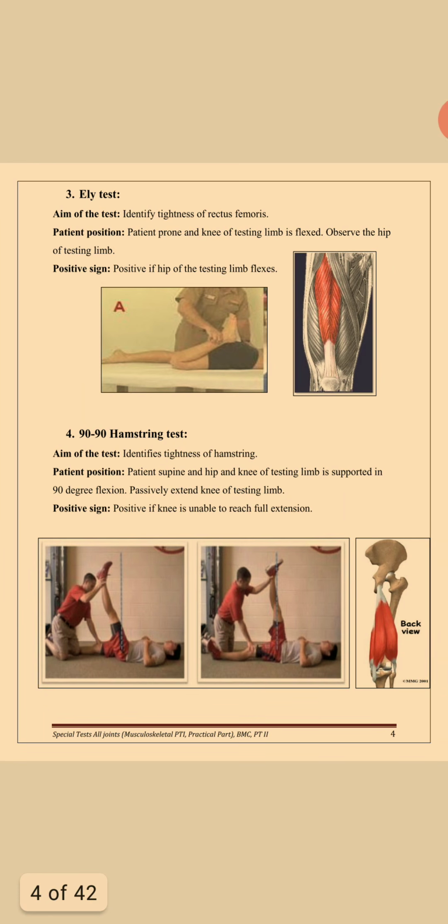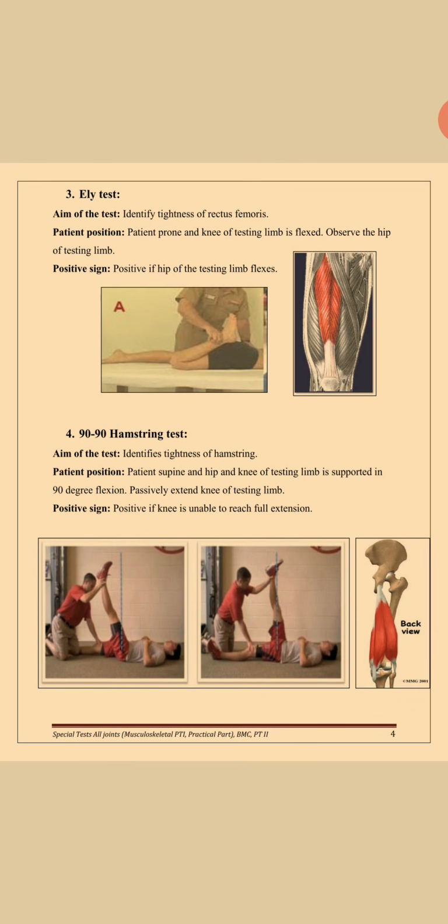Ely's test. Aim of the test: identify tightness of rectus femoris. Patient position: patient prone and knee of testing limb is flexed. Observe the hip of testing limb. Positive sign: positive if hip of the testing limb flexes.